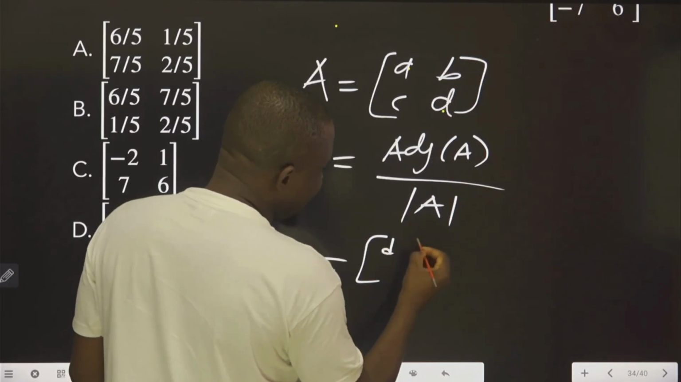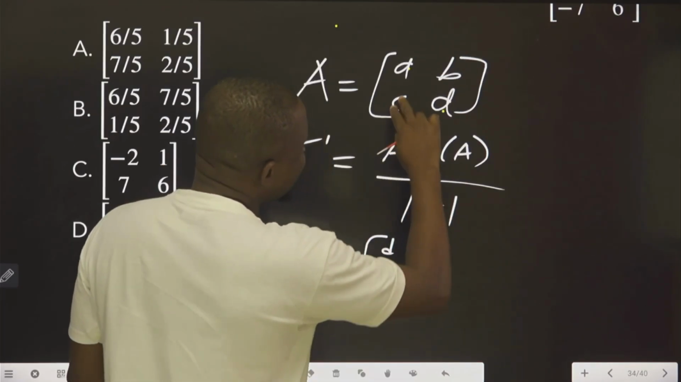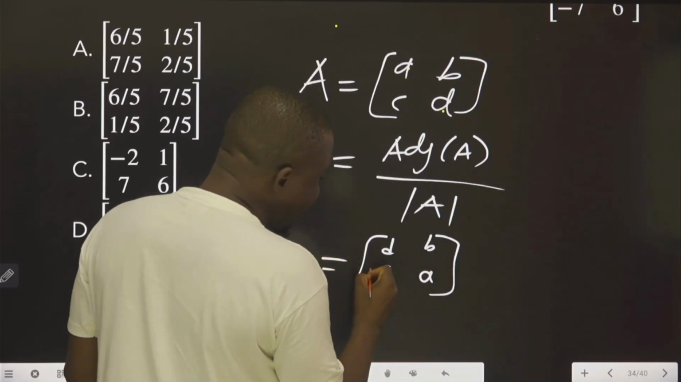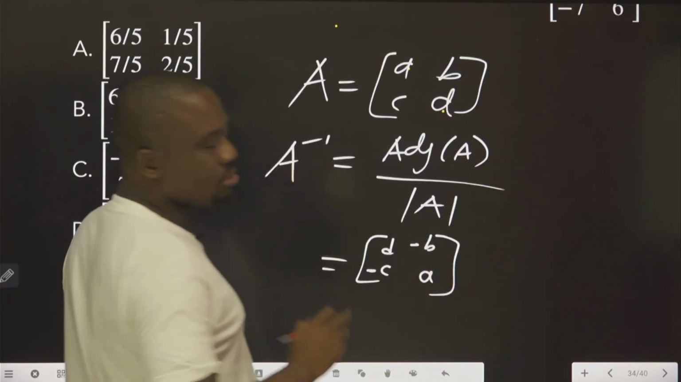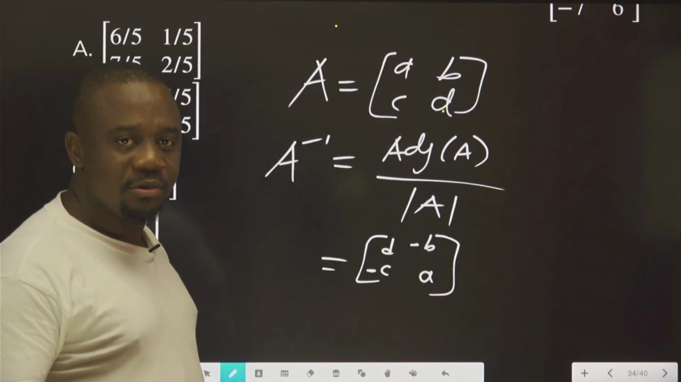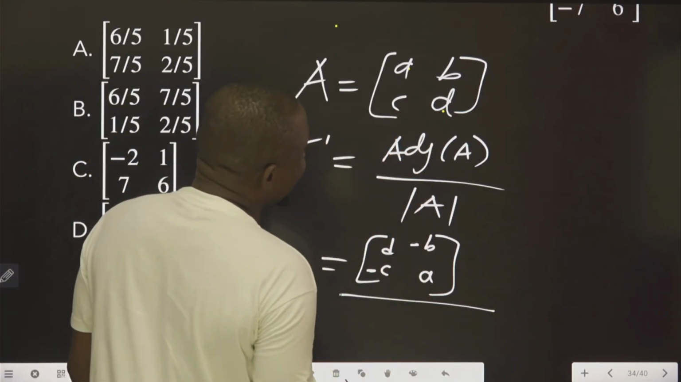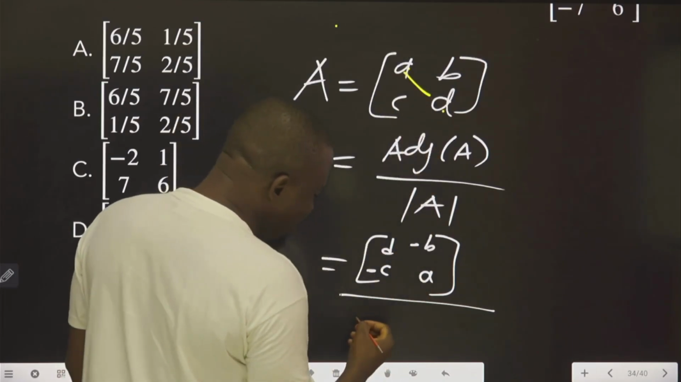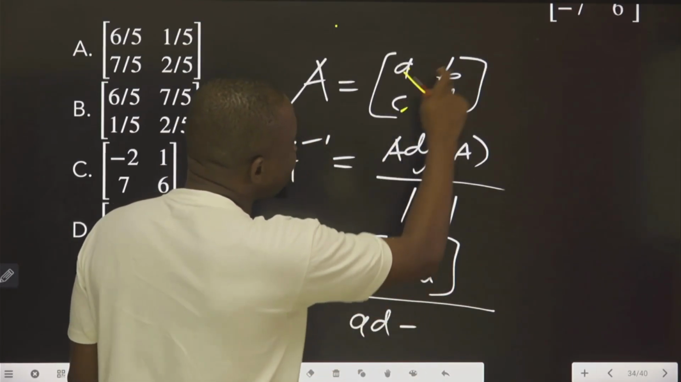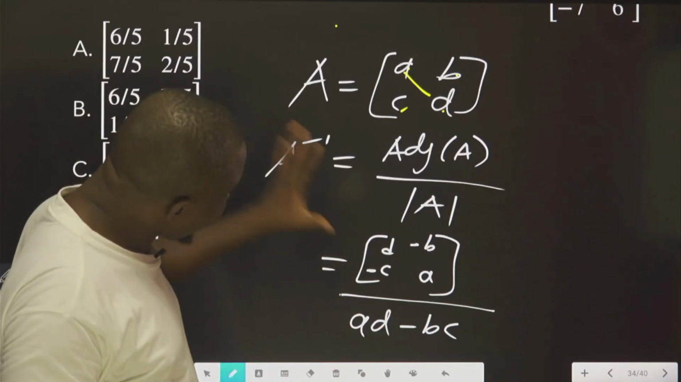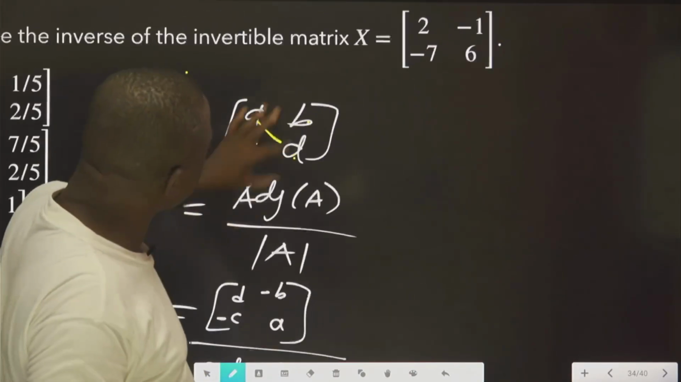The shortcut says that just interchange these two to get the adjoint. Say D here, A here. This one you retain them. But if you retain them, you must retain them with minus. That is the adjoint. Okay? Then the determinant of A. The determinant of A is you multiply these two, AD minus BC. That's all. Now, if you agree with me, let's use the knowledge to solve this.